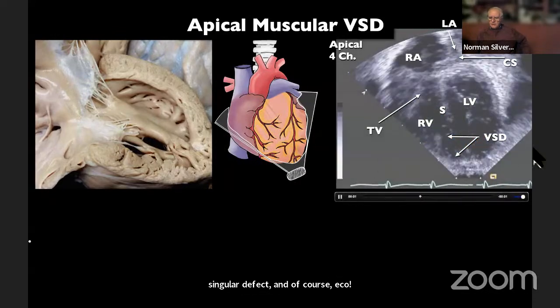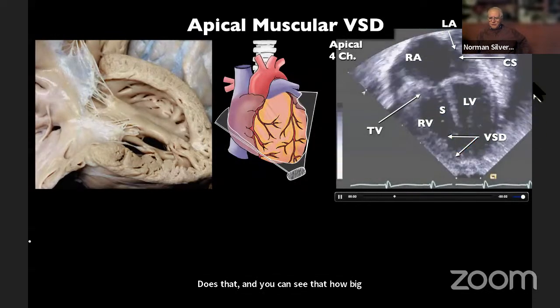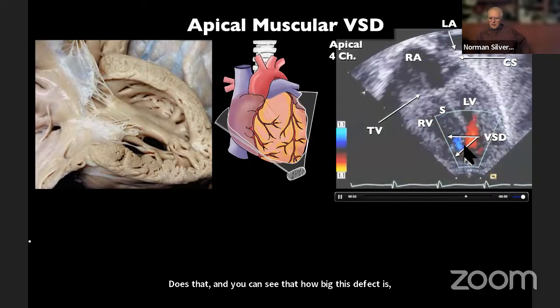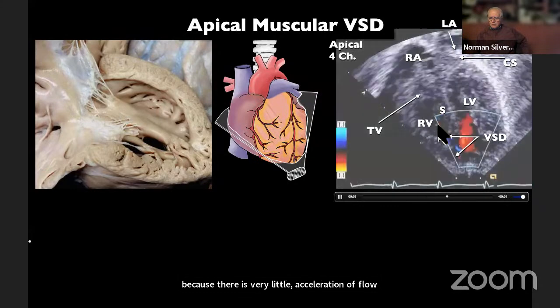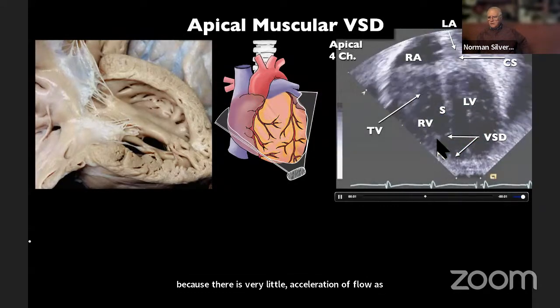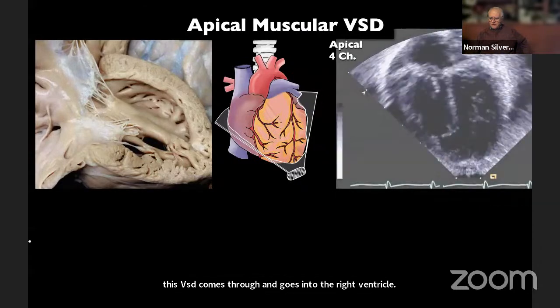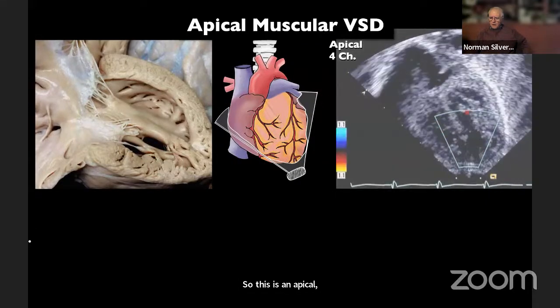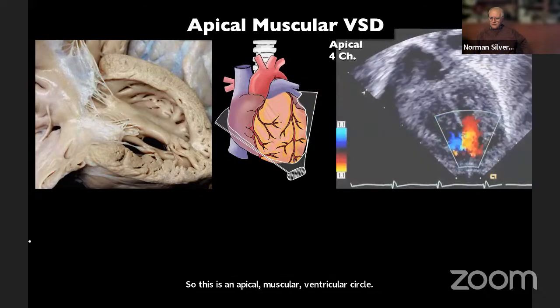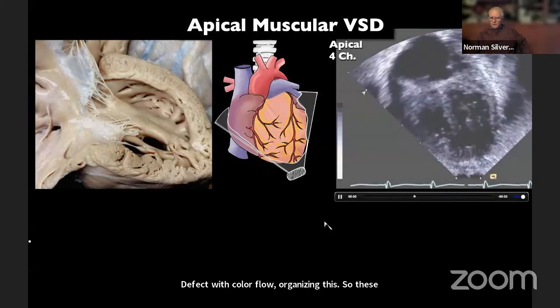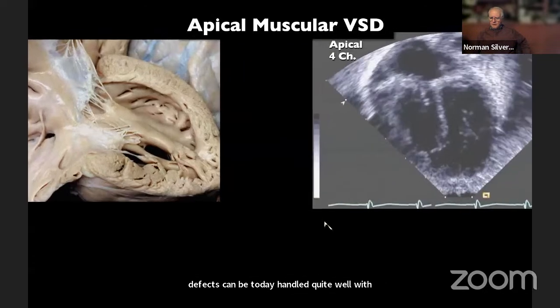And you can see how big this defect is because there is very little acceleration of flow as this VSD comes through and goes into the right ventricle. So this is an apical muscular ventricular septal defect with color flow organizing this. So these defects can be today handled quite well with devices.